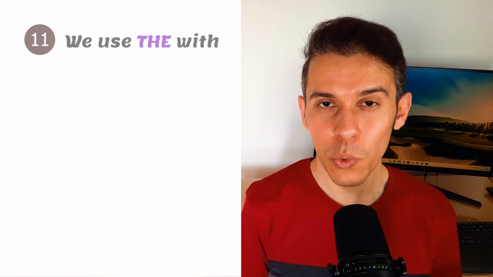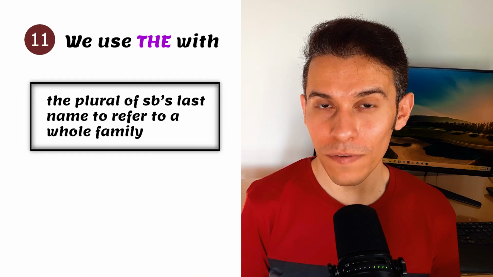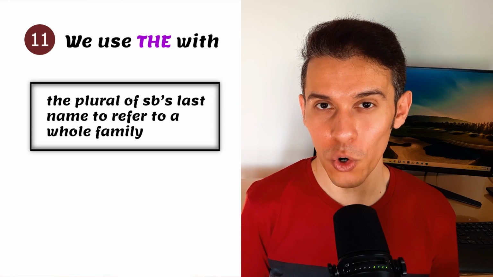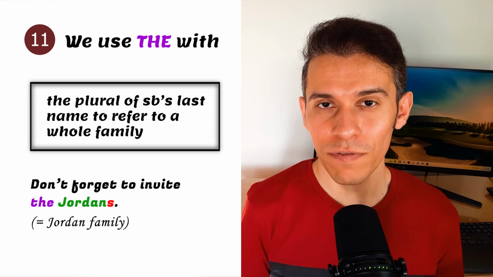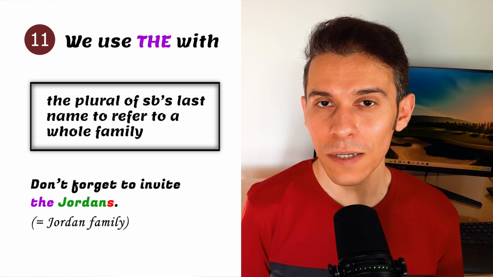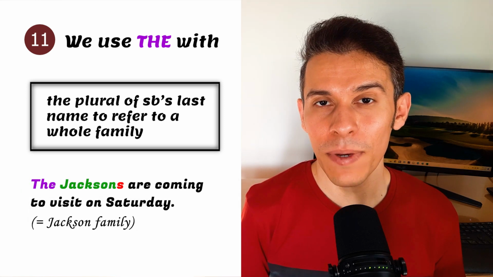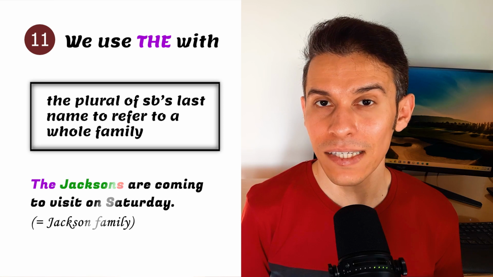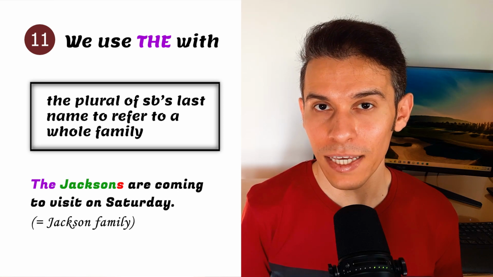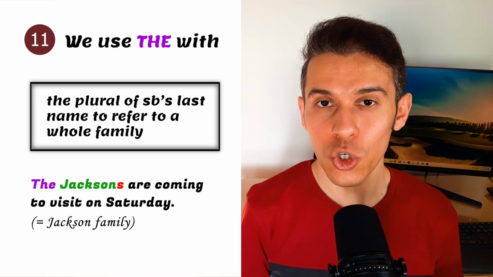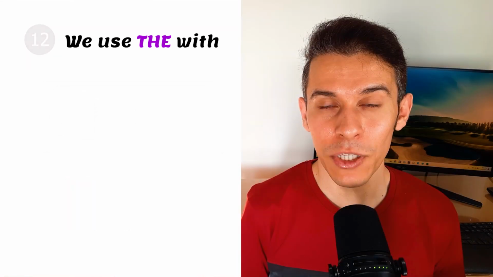Okay, number 10 was the last item in the previous video. Let's continue with number 11. We use the with the plural of somebody's last name to refer to a whole family. Don't forget to invite the Jordans. The Jordans, plural, means the Jordan family. The Jacksons are coming to visit on Saturday. The Jacksons means the Jackson family. Don't forget that, the Jacksons. The Jordans, plural.